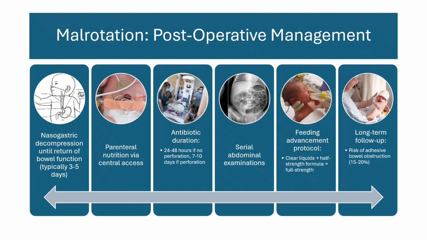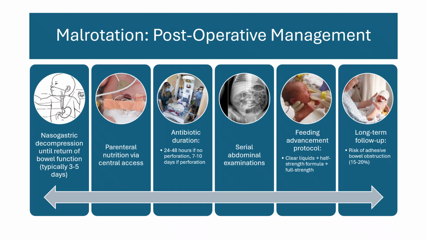Serial abdominal examinations monitor for complications like bleeding, infection, or early obstruction. Watch for increasing distension, tenderness, or signs of peritonitis. These examinations also assess the return of normal bowel function. Decreased distension and softer abdomen indicate recovering peristalsis.